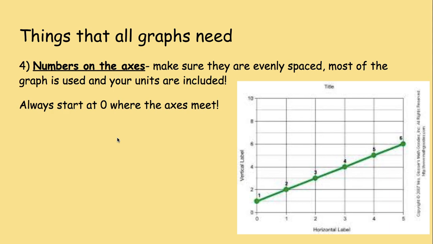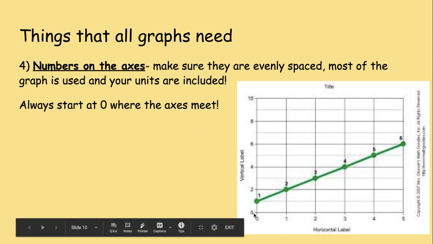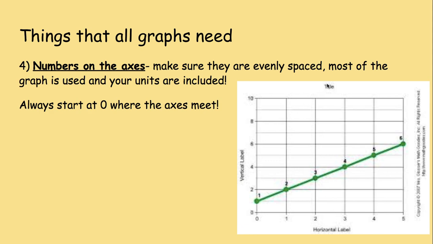Number 4, numbers on the graph. All right, most people are pretty good about putting numbers, but we want to make sure that they're evenly spaced. So if you start at 0 and then go to 2, your next number should be 4 and then 8. So you follow a pattern. And here's the big one, guys. Most of the graph is used.